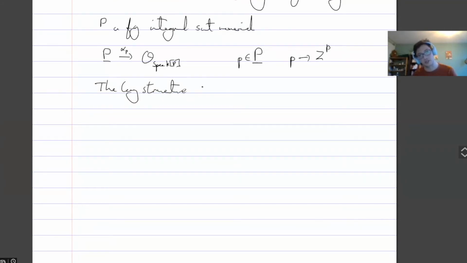So the log structure P underline direct sum over alpha P inverse O, this is of course quite hard to write, Spec K adjoint P star, is a log structure.